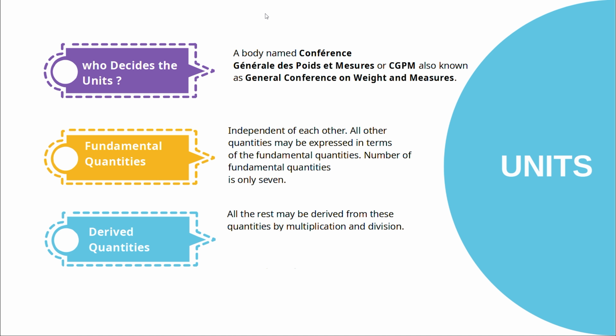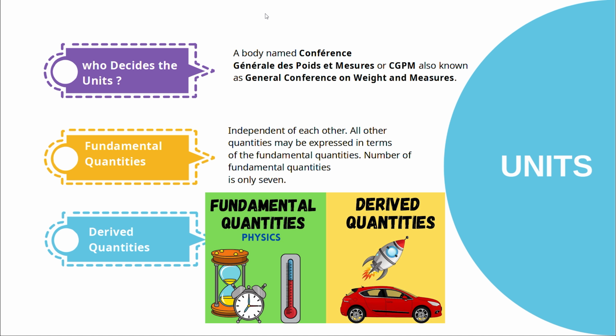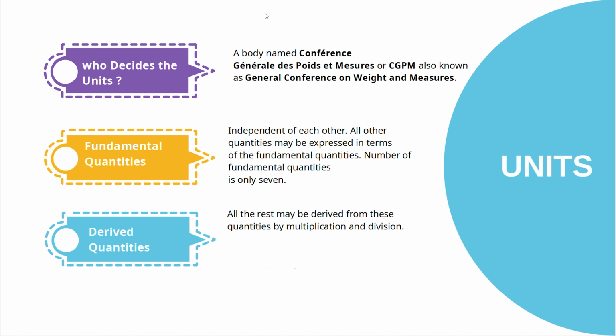So, what should we call these other quantities? These are called derived, as they are derived from fundamental quantities using multiplication and division. The number of total fundamental quantities is only 7. All the rest are derived from them.